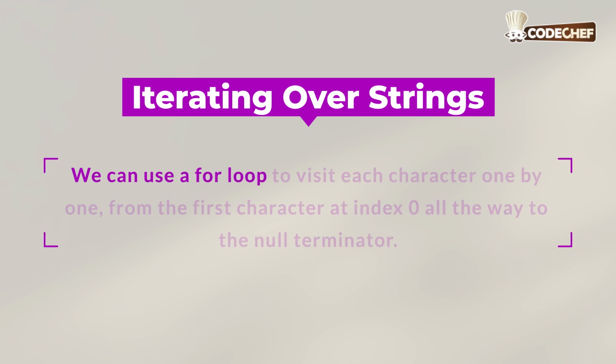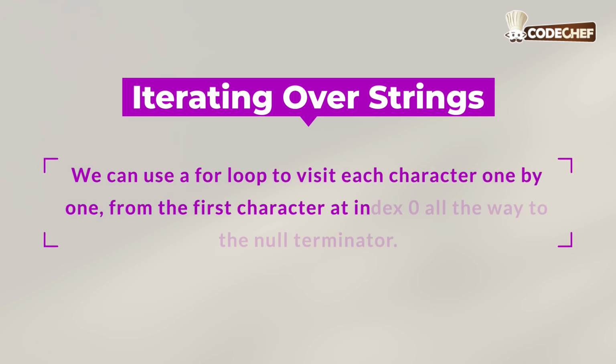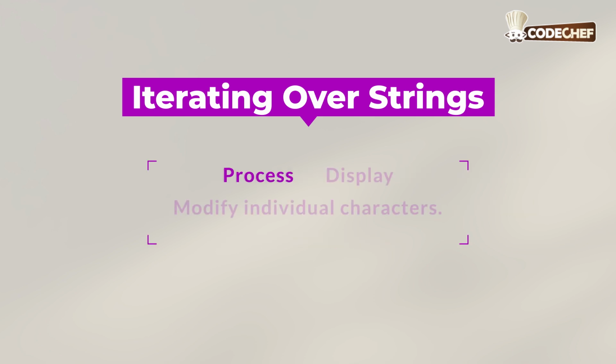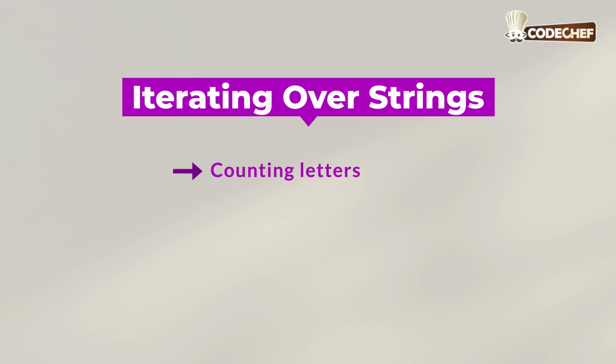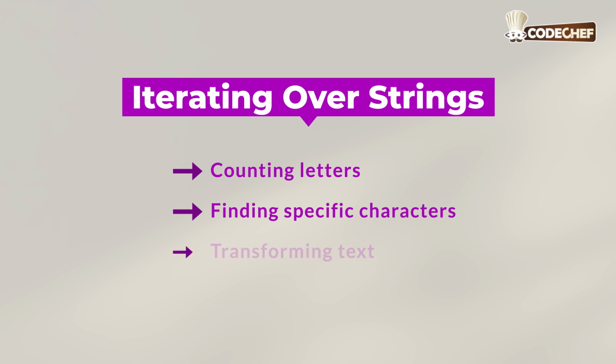We can use a for loop to visit each character one by one, from the first character at index 0 all the way to the null terminator. This lets us process, display, or modify individual characters. This technique is fundamental for tasks like counting letters, finding specific characters, or transforming text.